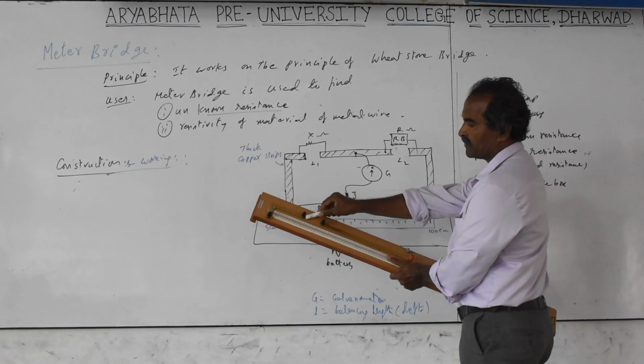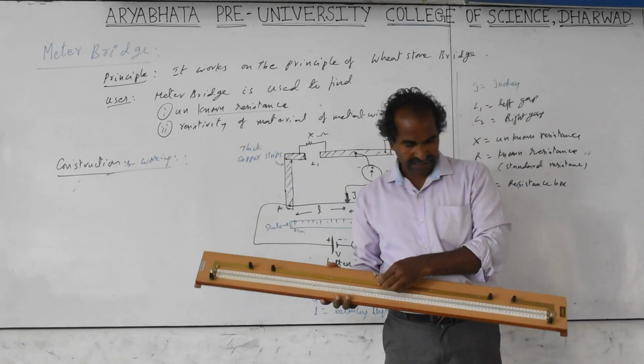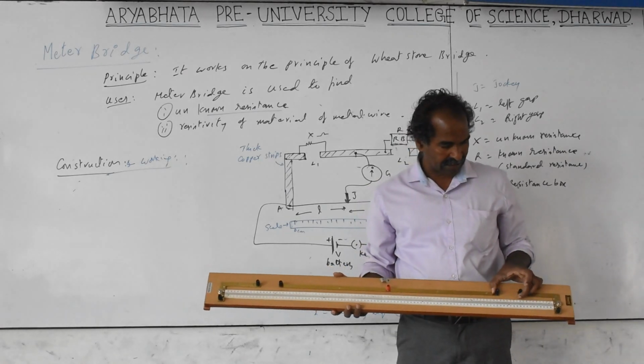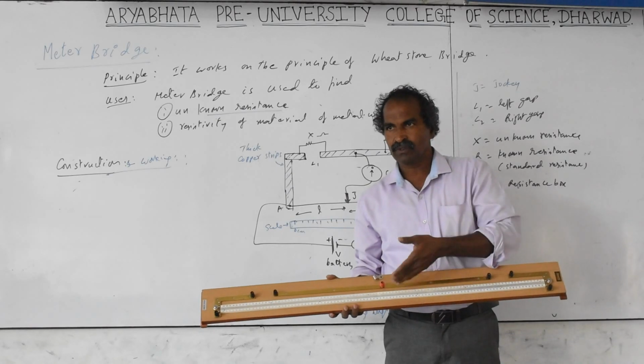This is a left gap. This is a brass strip, and this is the center connected point. This is a right gap. You have to see from the metal scale towards you. Keep the scale towards you.